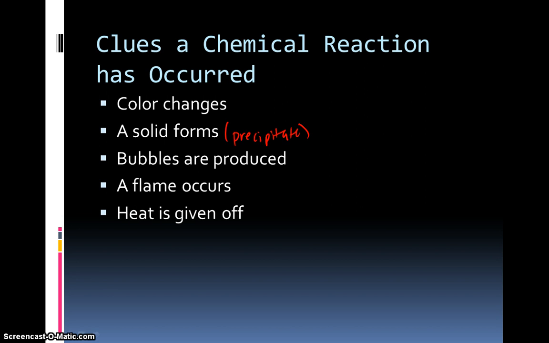If heat's given off, what's going to happen is your test tube is going to feel hot, just like in that chemical change lab that we did, where you guys put the magnesium into the acid and the test tube felt very, very warm to the touch. That's definitely a sign of a chemical change. Anytime you start with something at room temperature and it just all of a sudden gets really hot when you combine it with something else, definitely clue that a chemical reaction is happening.